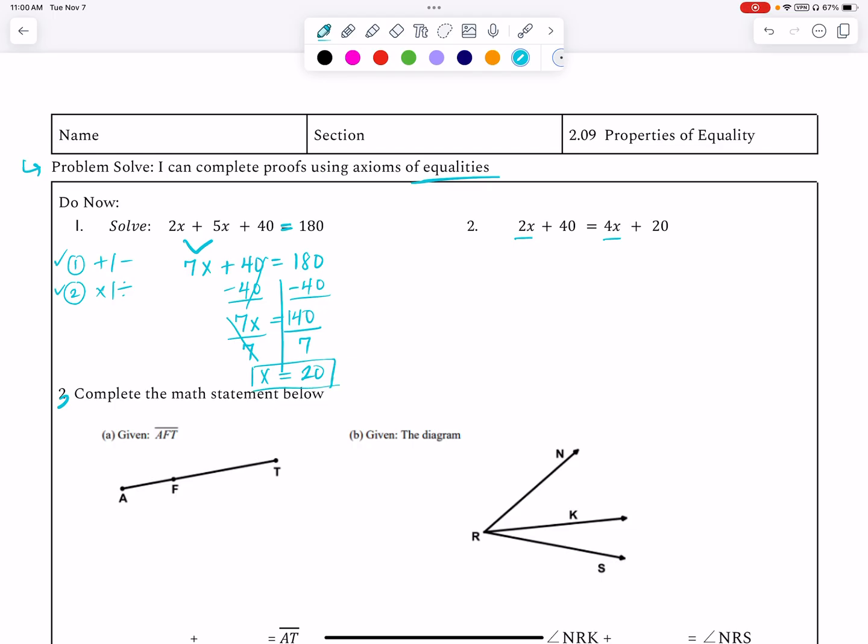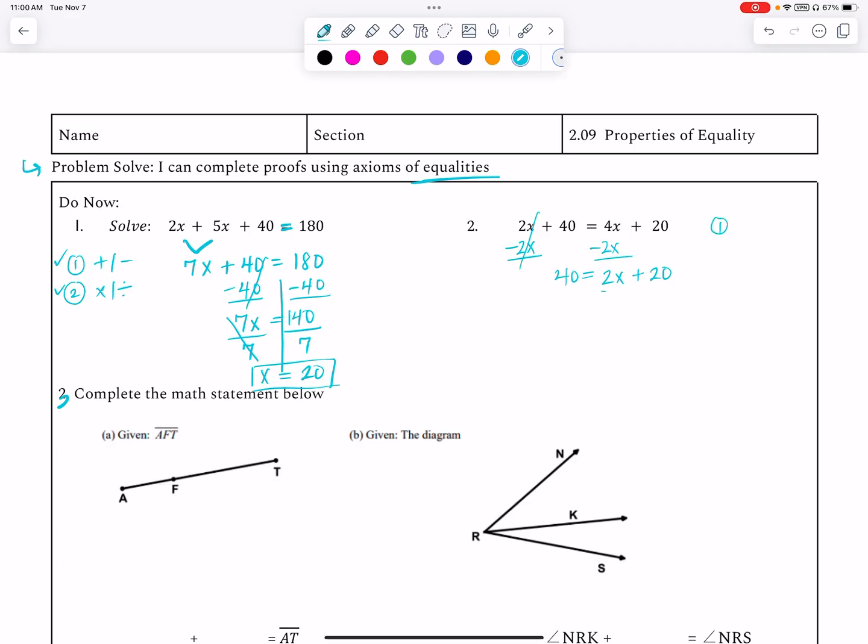Number 2. Here, my like terms are on different sides of the equation. So whenever you go on the other side of the equal sign, you must do the inverse operation. So strategy, I'm going to use the smaller term with the x to keep my numbers positive. I subtract 2x on both sides, get 2x, and I bring everything else down, nice and organized.